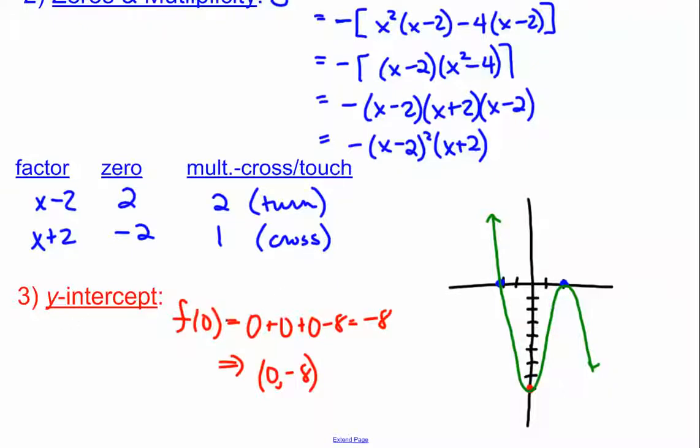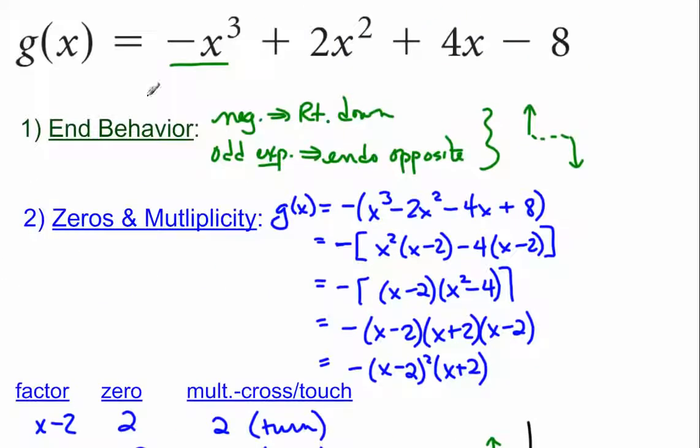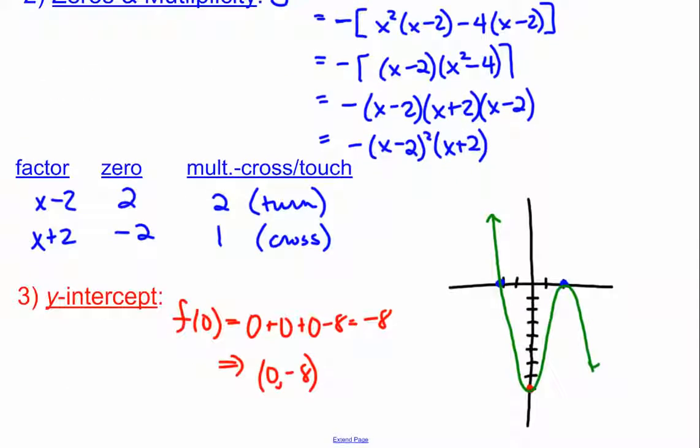The y-intercept, if you plug it in, now this time, when you plug in 0 for x, well, these all go to 0, but you're still with a negative 8. So we actually have a y-intercept of 0, negative 8 on here, way down here. So at negative 2 and at 2, we have zeros, and a y-intercept at negative 8.